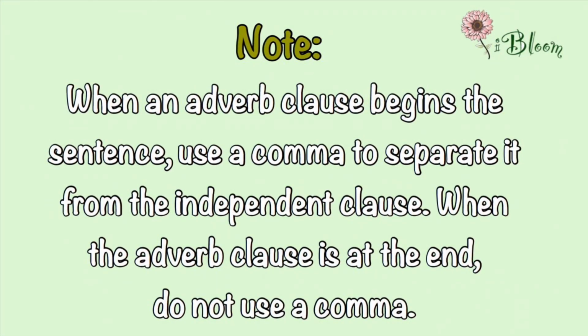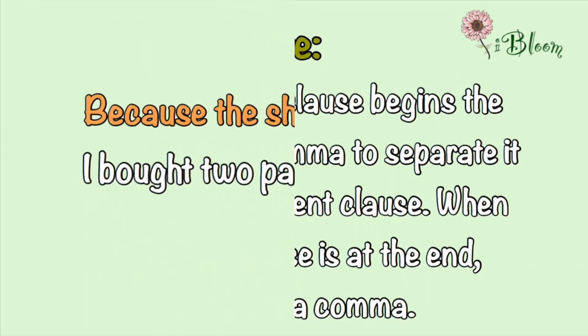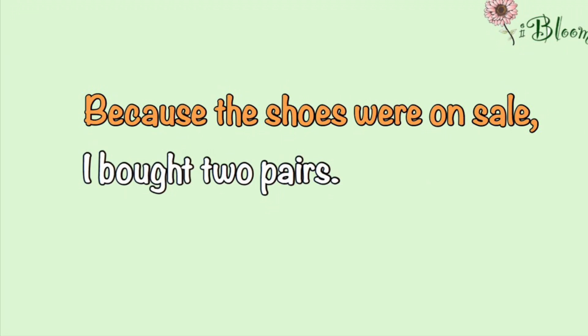Note, when an adverb clause begins the sentence, use a comma to separate it from the independent clause. When the adverb clause is at the end, do not use a comma. Read the sentences that we have mentioned before to understand this. Because the shoes were on sale, comma, I bought 2 pairs. Here, we said if we start with the adverb clause, there is a comma between the two clauses. If I say I bought 2 pairs because the shoes were on sale, there will not be a comma.